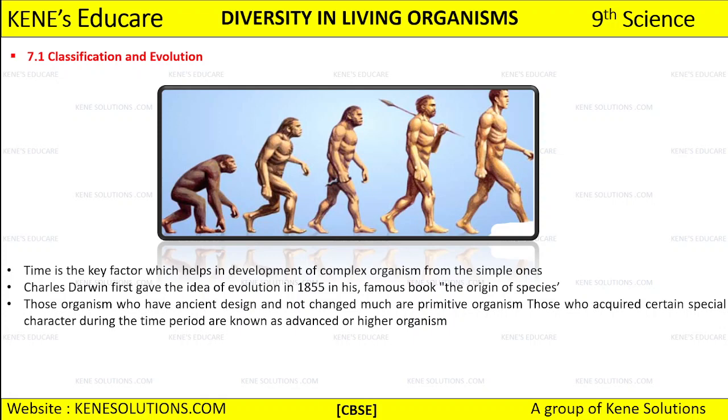And there is Charles Darwin, if you remember him. This is not the first time you have come across his name. He gave the idea of evolution in 1855 itself. All of Charles Darwin's ideas are included in his famous book called The Origin of Species. Those organisms that have an ancient design within them and have not changed themselves, we call them primitive organisms.